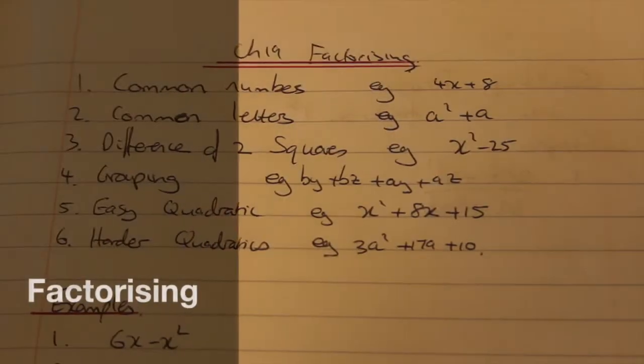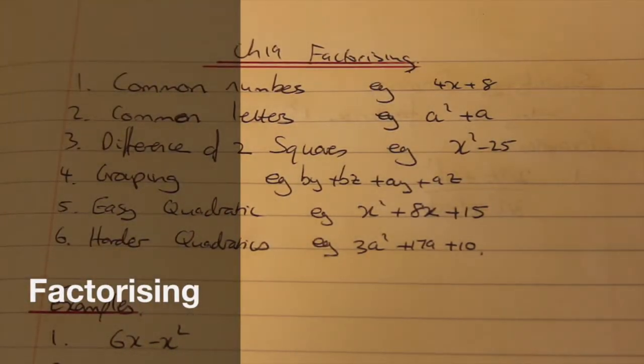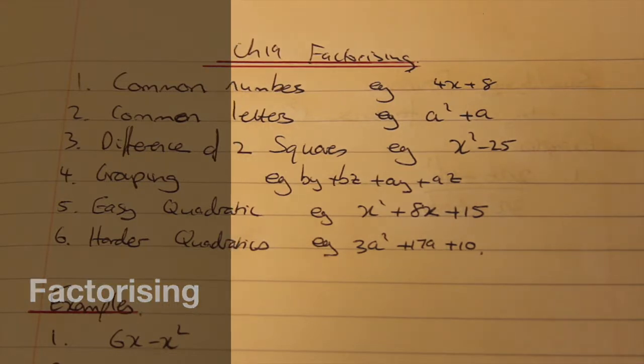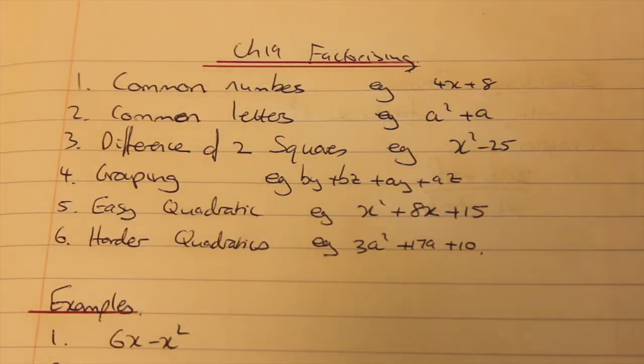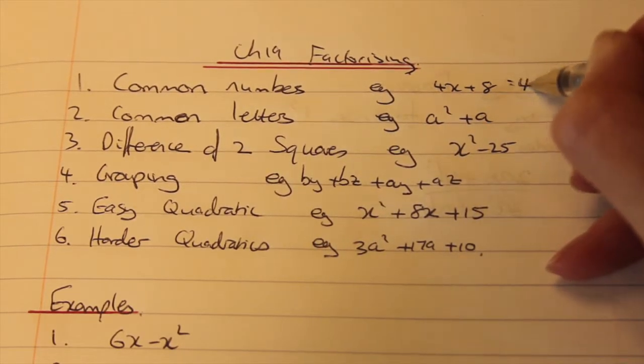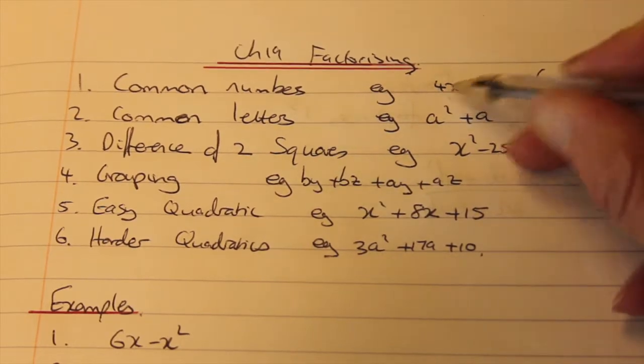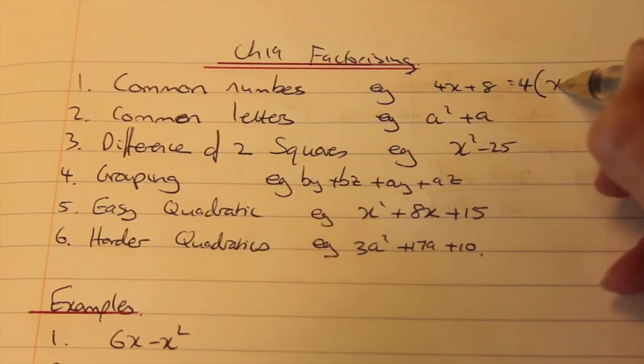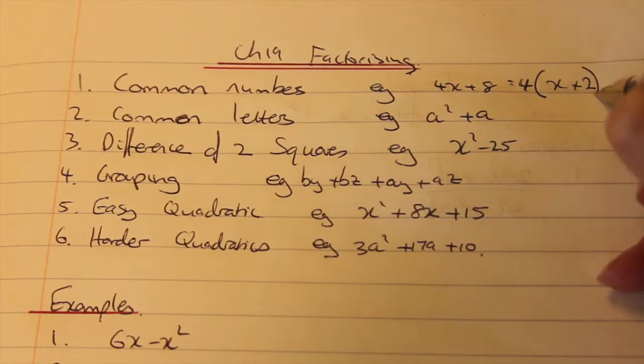We're going to have a look at factorising now. Basically there are a few stages of factorising that you need to know about. The first one is common numbers. For example, if you have 4x plus 8, you can divide both of those numbers by 4. So dividing by 4, you put it outside the bracket. 4x divided by 4 is just x. 8 divided by 4 is 2.